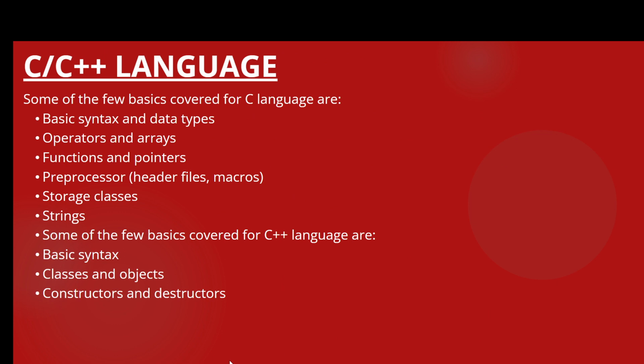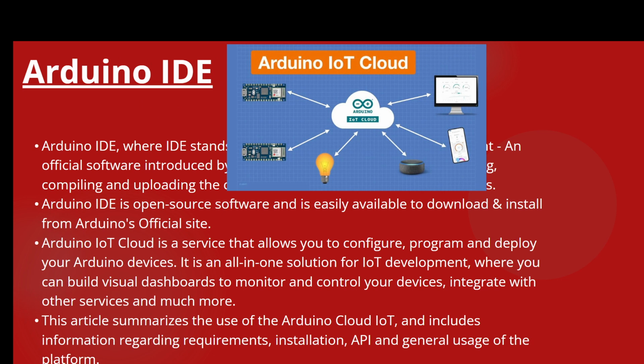C and C++ languages. Some of the few basics covered, we'll see what we learned in C and C++ languages: basic syntax and data types, what are operators and arrays. We learned about functions and pointers. We learned about preprocessor directives like header files and macros. We learned about storage classes and strings. Some of the very basics were covered from the C++ language, and they were basic syntax, classes and objects, and constructors and destructors.